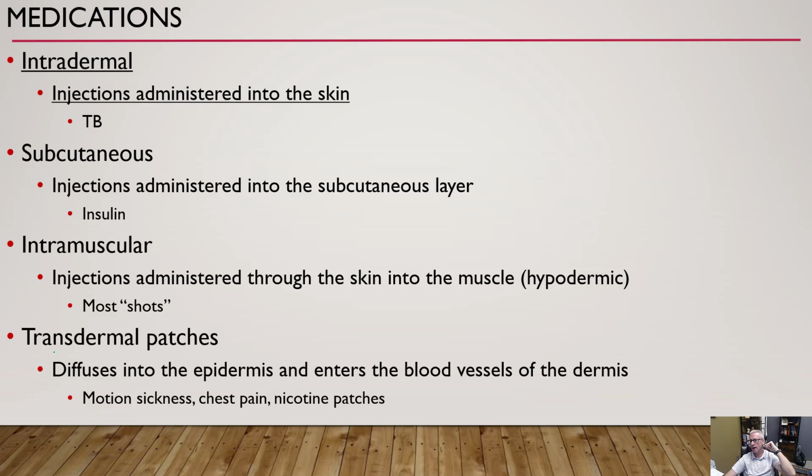If you've ever seen people that have patches behind their ear, those are usually scopolamine patches. You see them if you've ever been on a cruise, people will wear them. People who wear nicotine patches, or we can give nitroglycerin patches that people can wear on their chest. Or some people, cancer patients, might wear a fentanyl patch. So there's a lot of different types of medications that can be administered through transdermal patches.